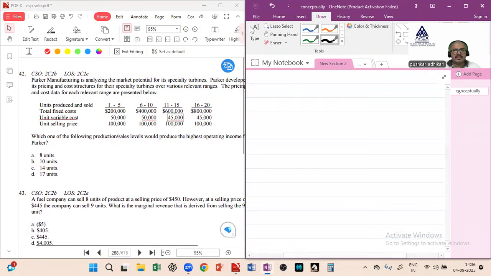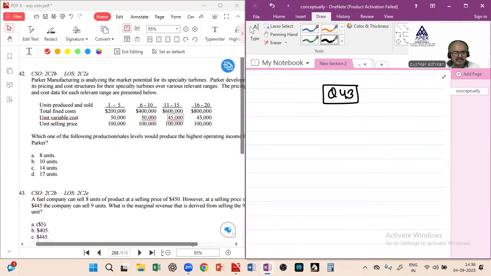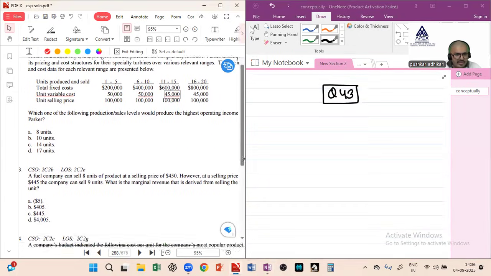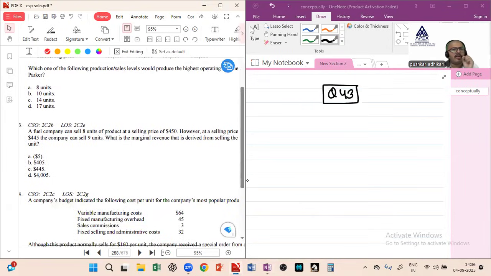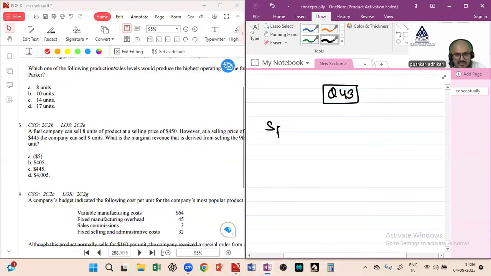Question number 43. Now, when we look at question number 43, let's see what they are saying. A company can sell 8 units of a product at a selling price of 450. Selling price is how much? 450. At a selling price of 450, it can sell how many units? 8 units. So if I take 450 multiplied by 8, I will get 3600 as my total sale.